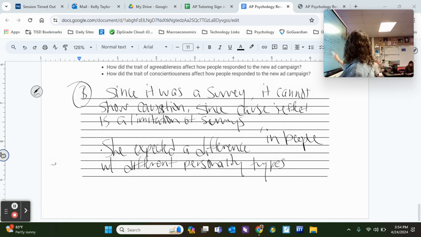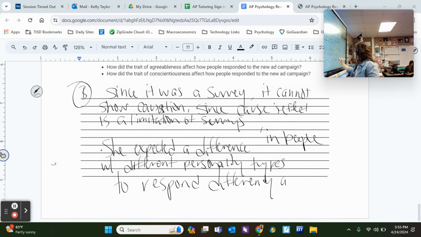So, she expected a difference in people with different personality types to respond. Let me use the word differently again. Differently after watching an ad.